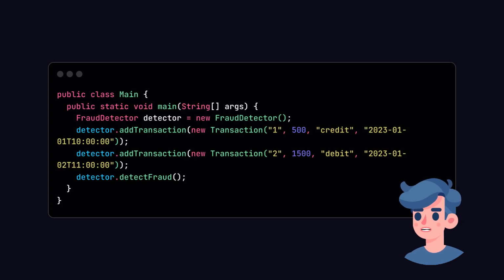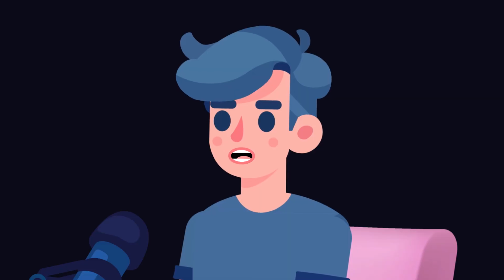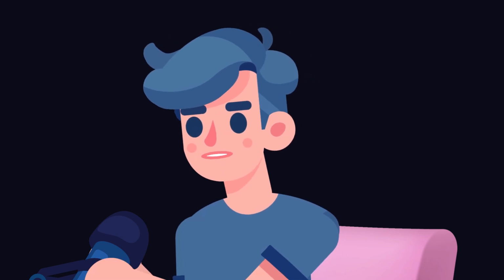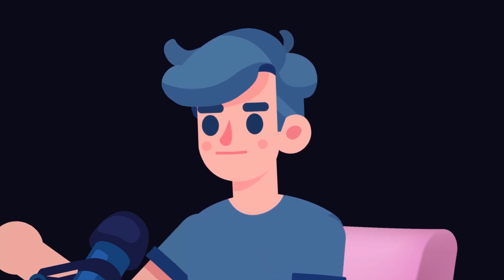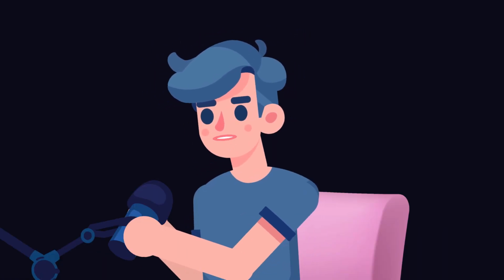Here we've implemented a basic rule where if a transaction exceeds $1,000, it gets flagged. Let's test our implementation. We'll create a small main method to simulate transactions and evaluate whether our fraud detection works as expected. In the main class, we create an instance of fraud detector, add a couple of transactions, one of which is above the threshold. When we run this code, we should see the output indicating that a fraudulent transaction has been detected.